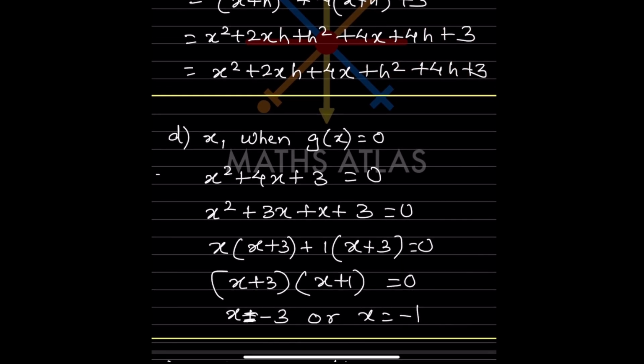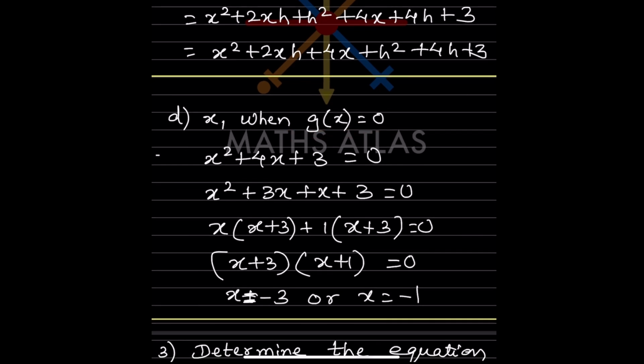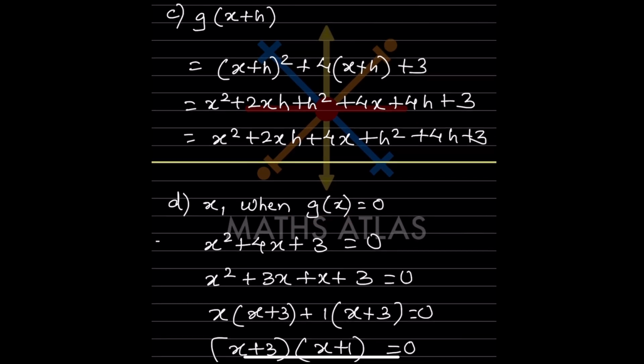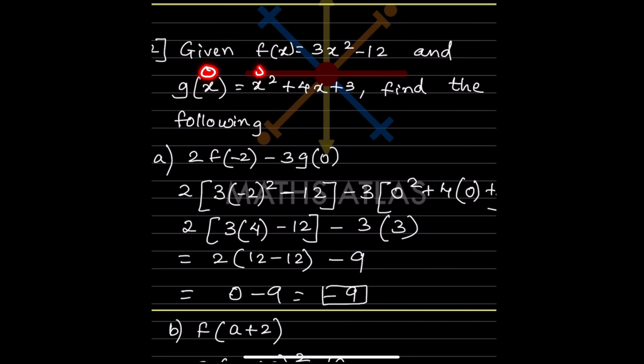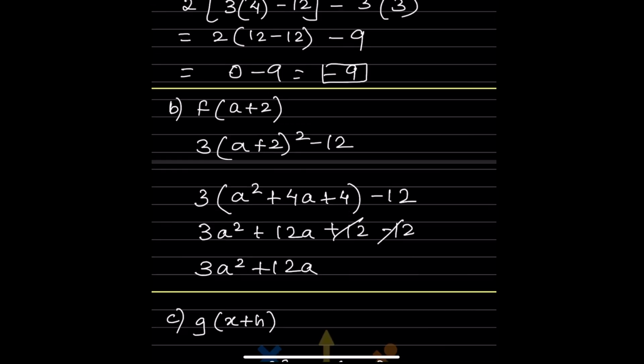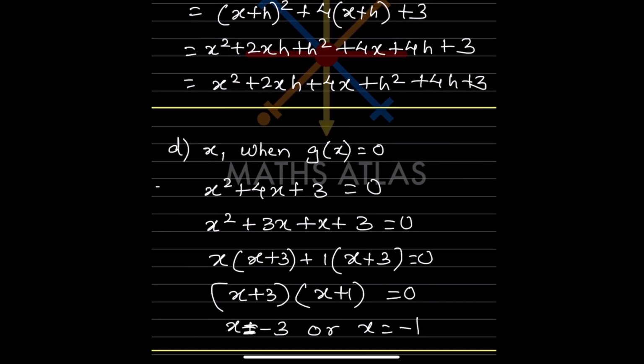Now here we have to find x when g of x is 0. So now look here, what will you do? g of x is 0 means here you are going to put 0. So here 0 square plus 4 into 0 plus 3. So the same thing is written over here.